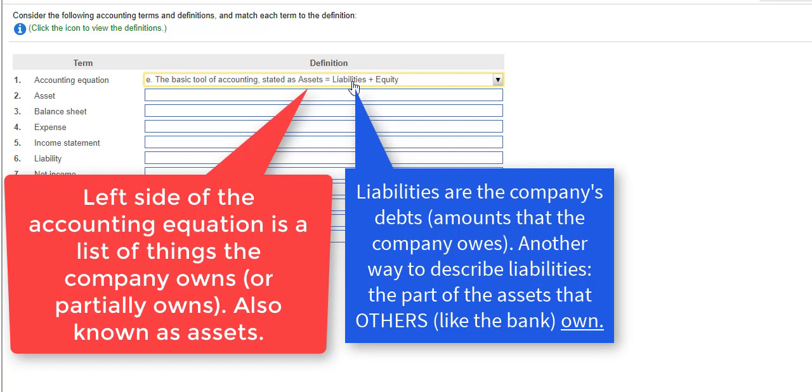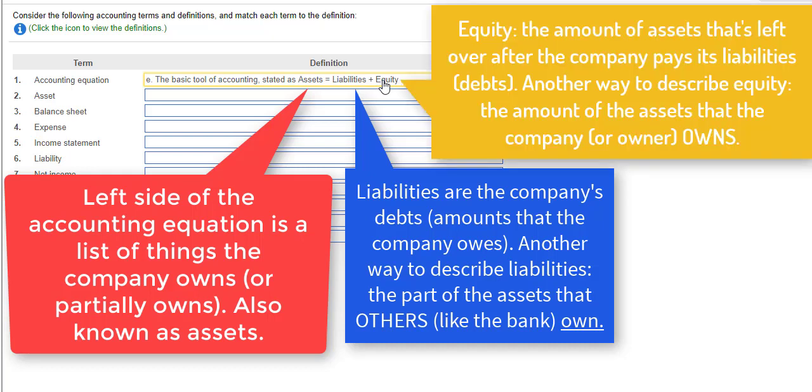Common examples are accounts payable, bank loans, notes payable, anything with the word payable in it, and salaries payable, etc. And equity is just the excess of what's left over from your assets after you take your assets and subtract liabilities. That gives equity.